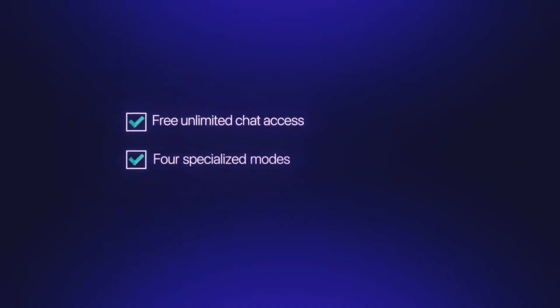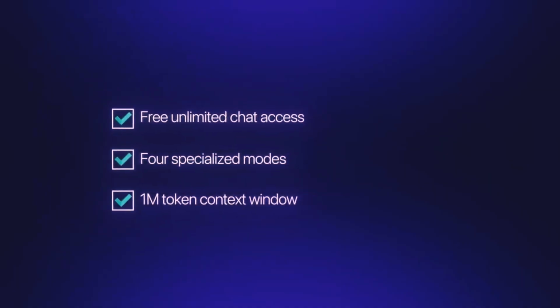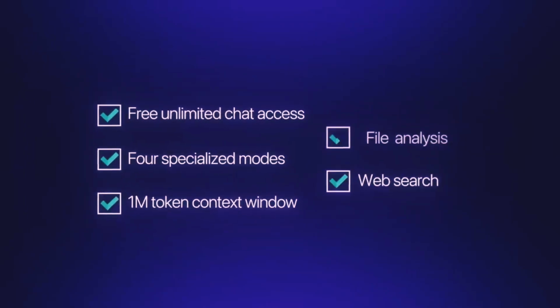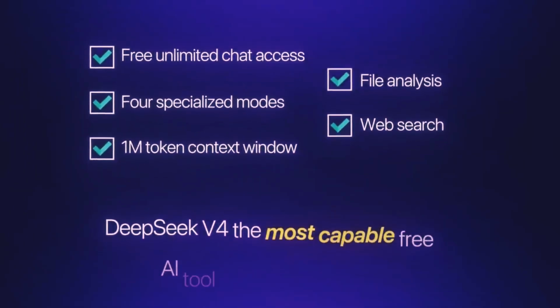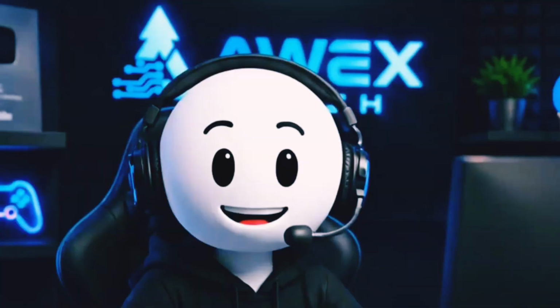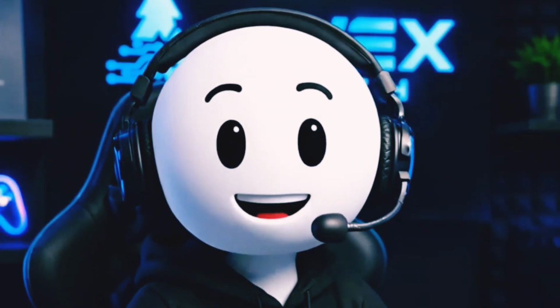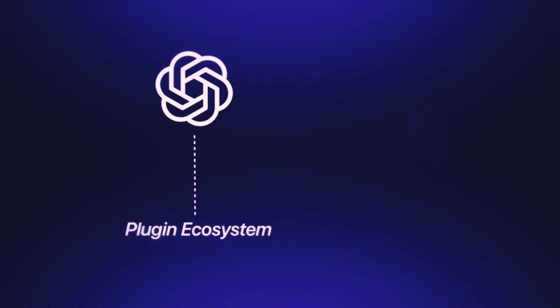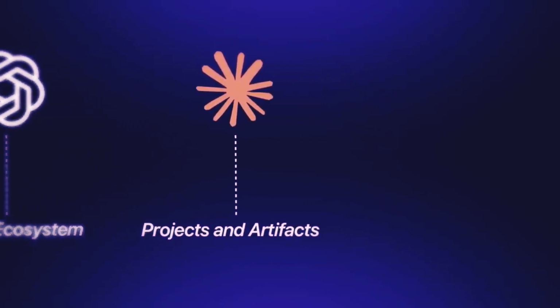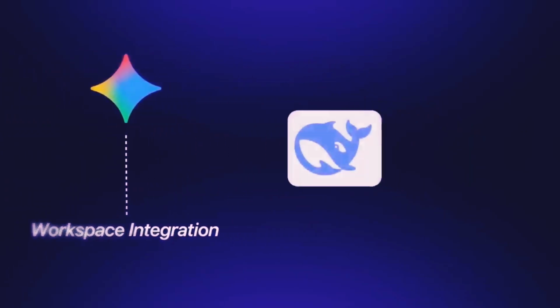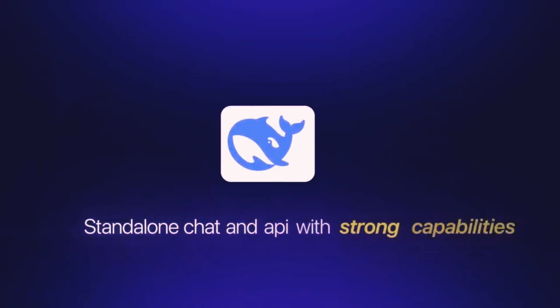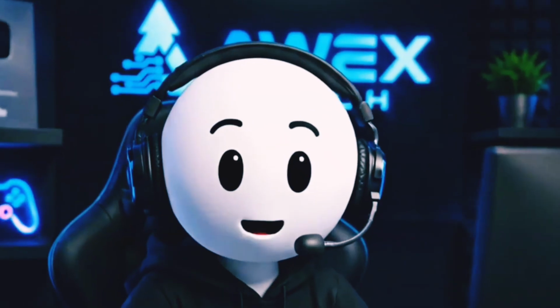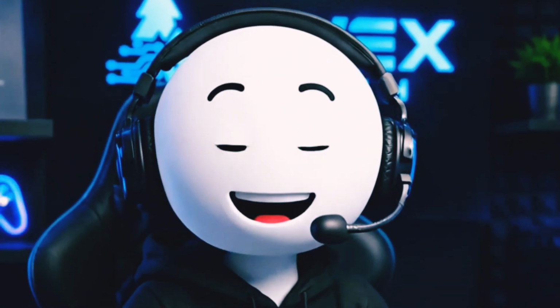The combination of free unlimited chat access, 4 specialized modes, a 1 million token context window, web search, and file analysis makes DeepSeek V4 the most capable free AI tool available right now. Where it doesn't compete is in ecosystem integration. ChatGPT has its plugin ecosystem and app store. Claude has projects and artifacts. Google has workspace integration. DeepSeek V4 is a standalone chat and API with strong capabilities but without the surrounding ecosystem that the paid platforms have built.